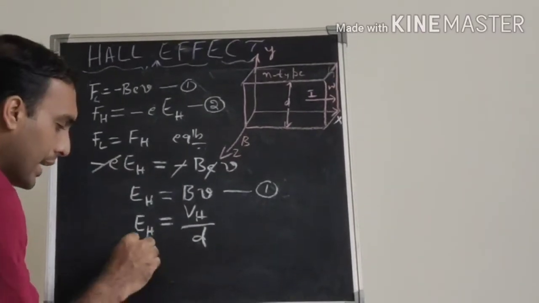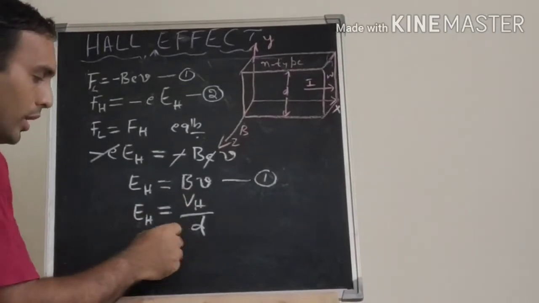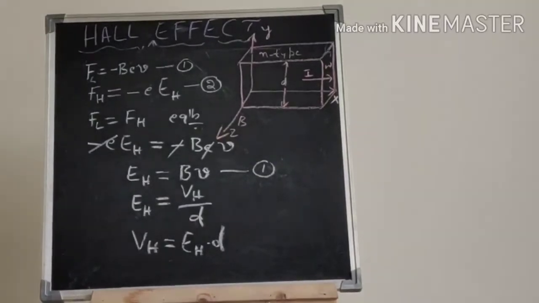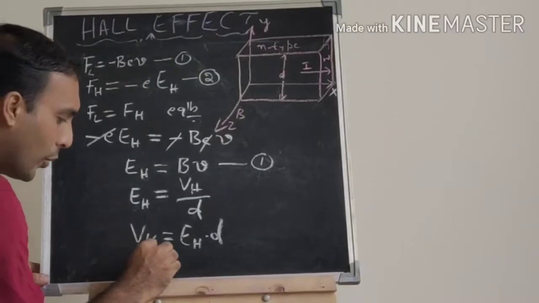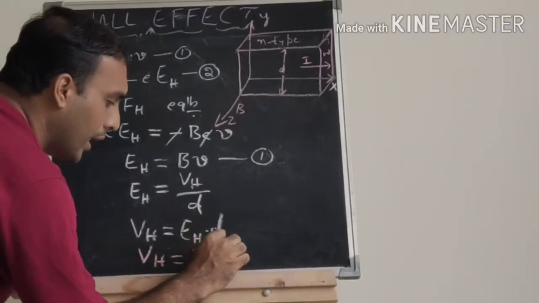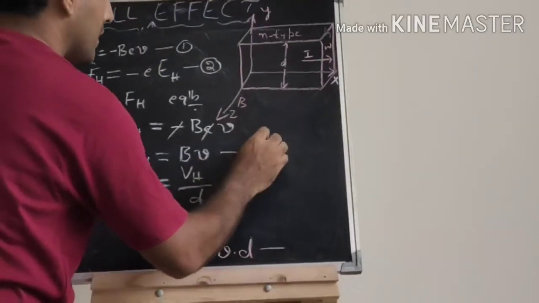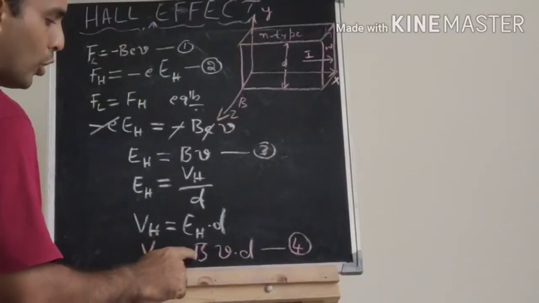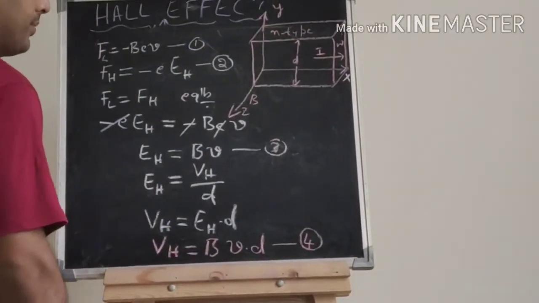From this, we can write VH is equal to EH into D. But what is EH from equation number 1? We can write VH is equal to B into V into D. Let us consider this as equation number 4.